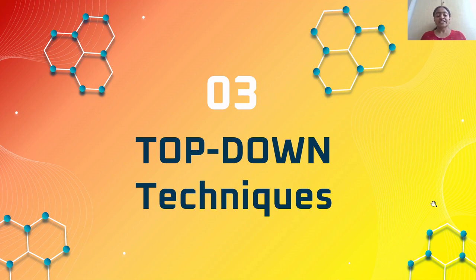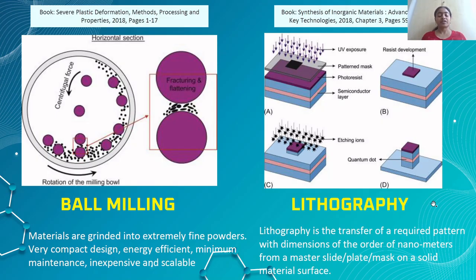We will now look at some of the techniques which come under top-down approach. The first one is ball milling. Ball milling is also known as mechanical grinding. It is a simple and popular method. Here, materials are ground into extremely fine powders. It is one of the most important processes used to synthesize nanomaterials. This method has many advantages such as compact design, energy efficiency, minimum maintenance, and it is inexpensive and scalable.